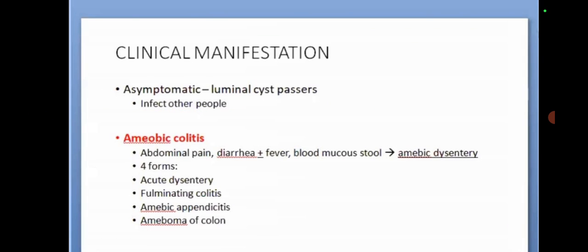Clinical manifestation: asymptomatic, with luminal cysts passed, and they infect other people. Amoebic colitis: abdominal pain, diarrhea, fever, red mucus stool, and amoebic dysentery in 4 forms. Acute dysentery, fulminating colitis, amoebic appendicitis, amoeboma of the colon.